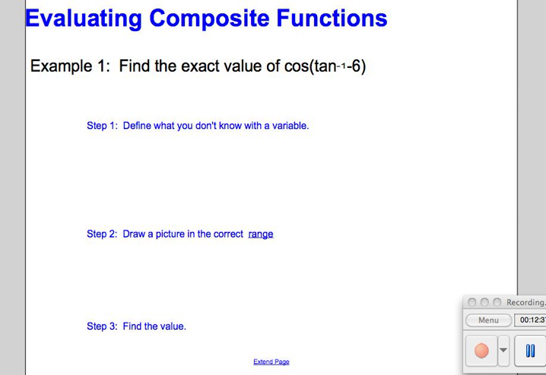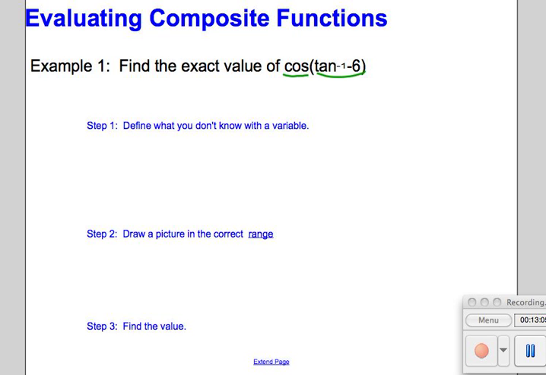So now we have to find composite functions. The next level of problem we'll have to be able to do is to find the exact value of a composite function. So composite means we have multiple trig functions going on. We have a tangent inverse inside of a cosine here. So we still want to find the exact value. So here are the 3 steps that I recommend following when you're doing this. Some of it you might eventually do in your head, but for now you should write it down.